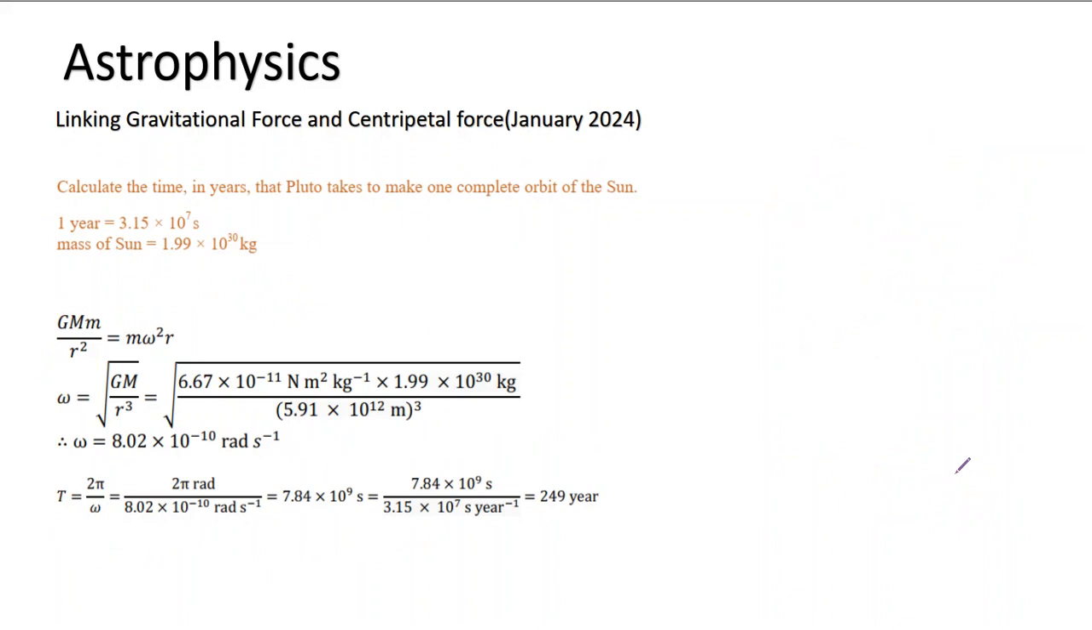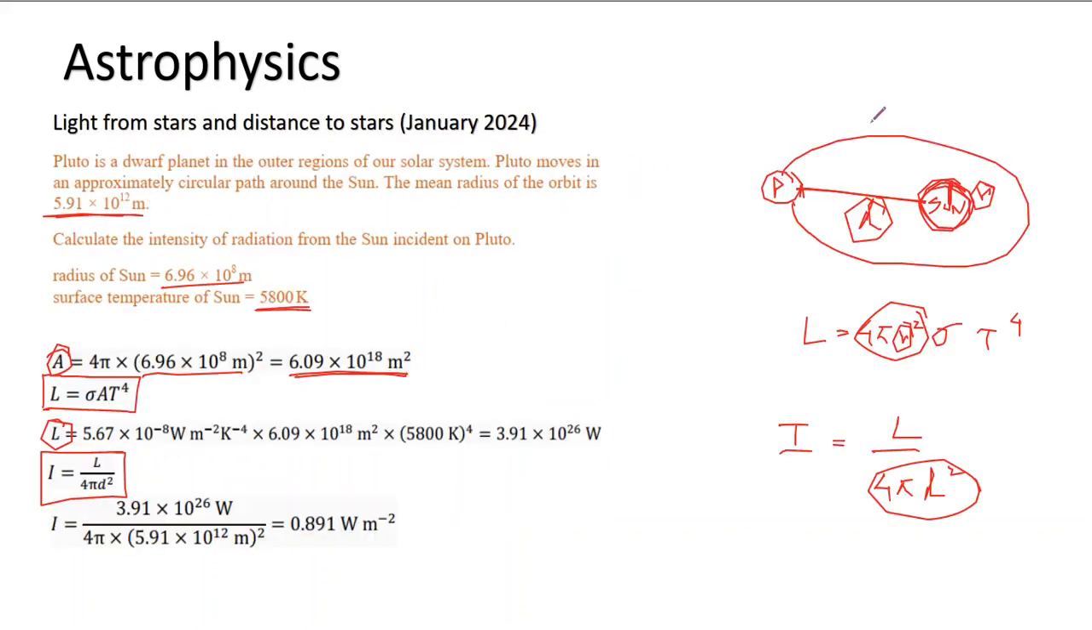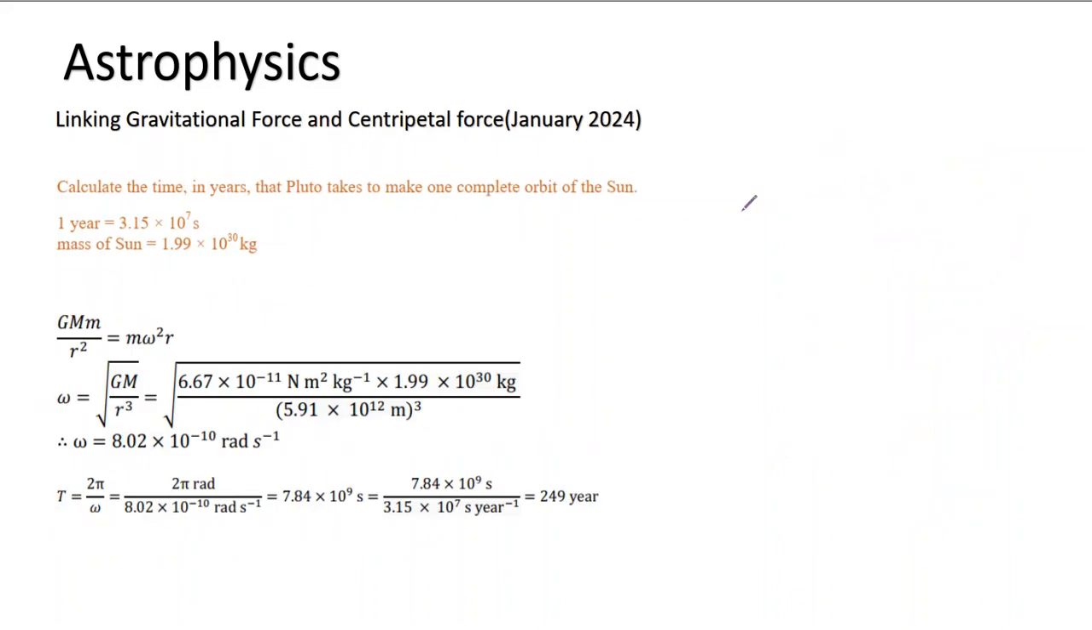Then we have to link gravitational force and centripetal force, and this is a question from Jan 2024. Calculate the time in years that Pluto takes to make one complete orbit of the sun. So if you look at this, Pluto is orbiting the sun, right? For anything to orbit something else, it needs centripetal force. And where does this centripetal force come from? The centripetal force comes from the gravitational force.